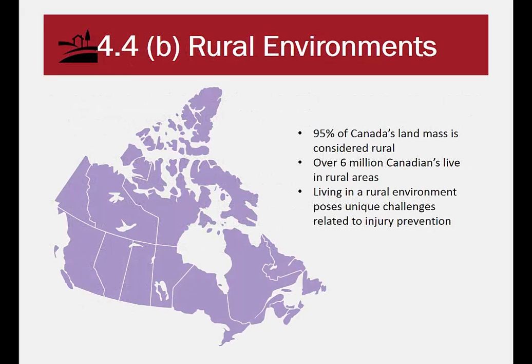In Canada, the rural environment is an especially important aspect of the physical environment. Canada is a vast country with 95% of its landmass considered rural, northern, or remote. Over 6 million Canadians live in rural areas, representing 19% of the Canadian population. Living in a rural environment poses unique challenges related to injury prevention due to different social, economic, and built environment conditions compared to urban areas.